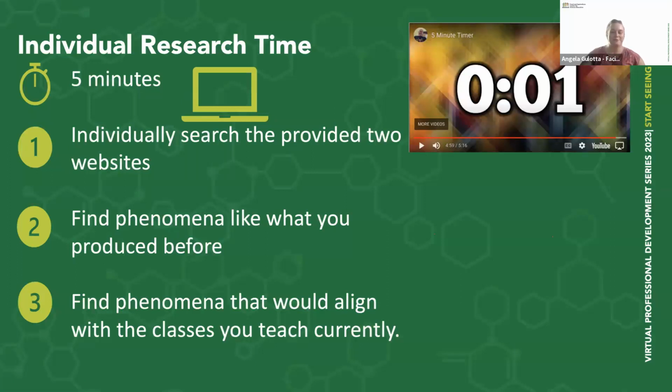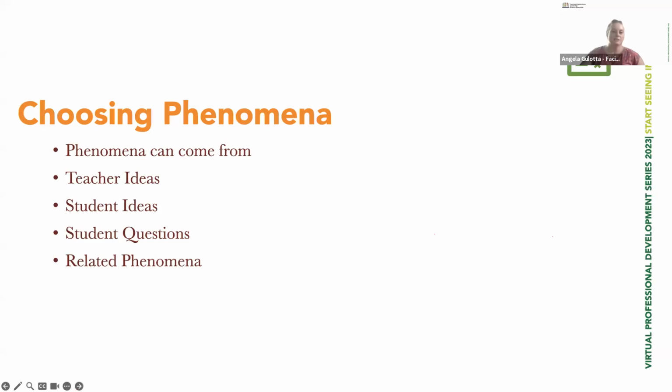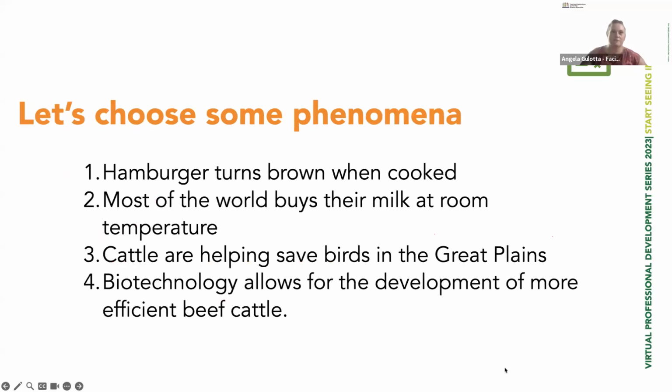All right. Well, thanks again for putting those responses in there and for bearing with us here as we explore phenomenon stuff. So let's talk a little bit about choosing phenomenon. When we are focused on selecting phenomenon for our classes, it's important that we remember that phenomenon can come from teacher ideas, from student questions, and other related phenomenon that you've already explored in your classroom. So we're going to take a look at a couple of examples tonight, and we're going to let you do a choose your own adventure here.